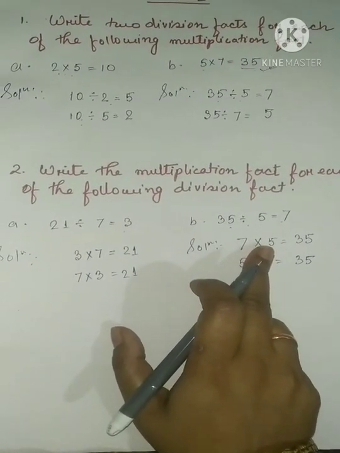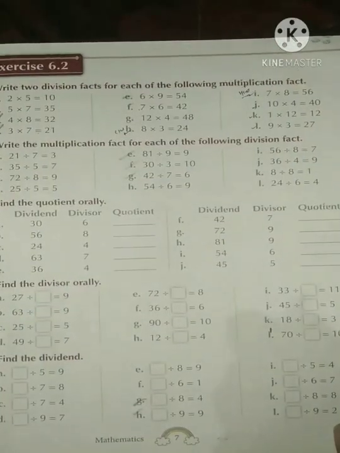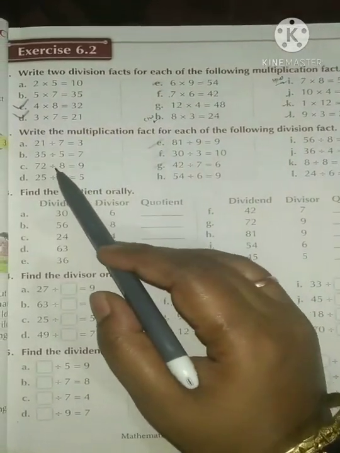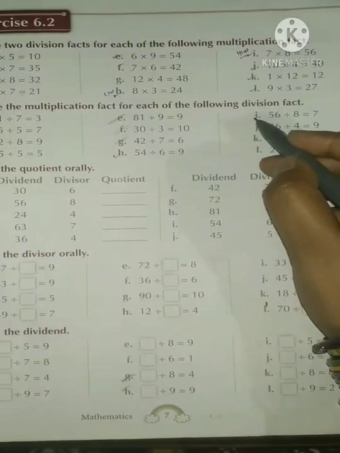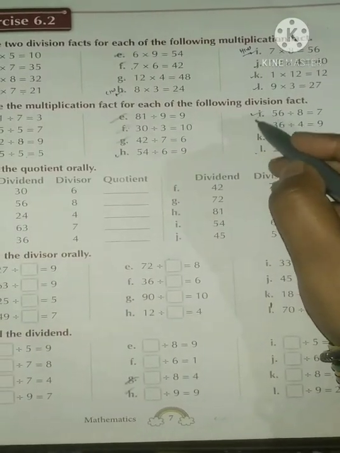And the rest of the questions also you have to solve in a classwork copy. Same, question number C, D, E, F, G, H you will solve in a classwork copy. And I, J, K, L will be your homework.